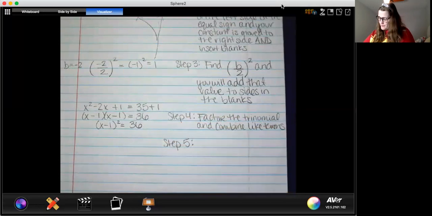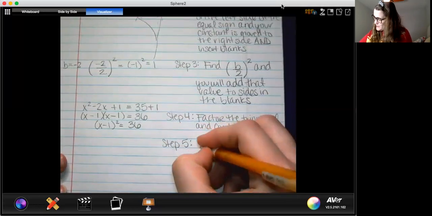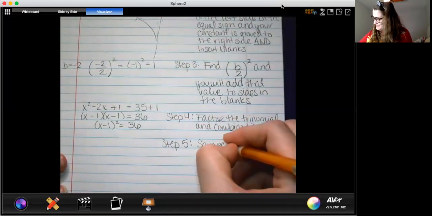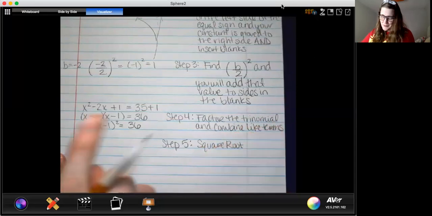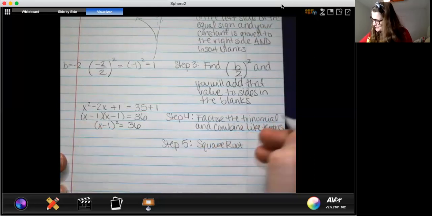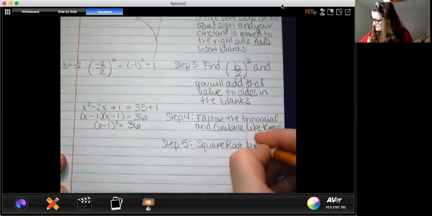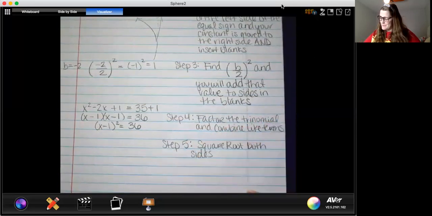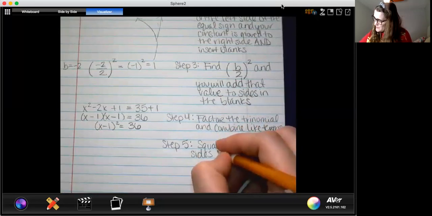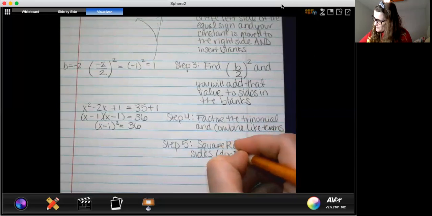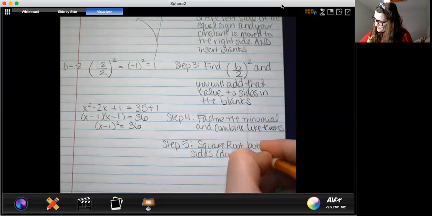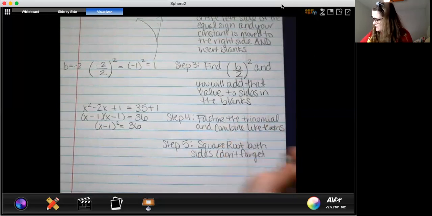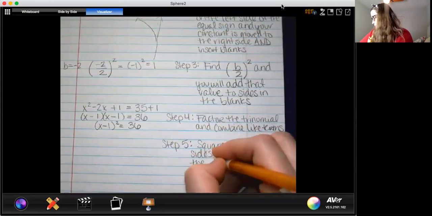Step 5, we're going to square root, hence why we wrote it as a quantity squared. We're going to square root both sides. Okay. But it is important, don't forget the plus or minus aspect of this.